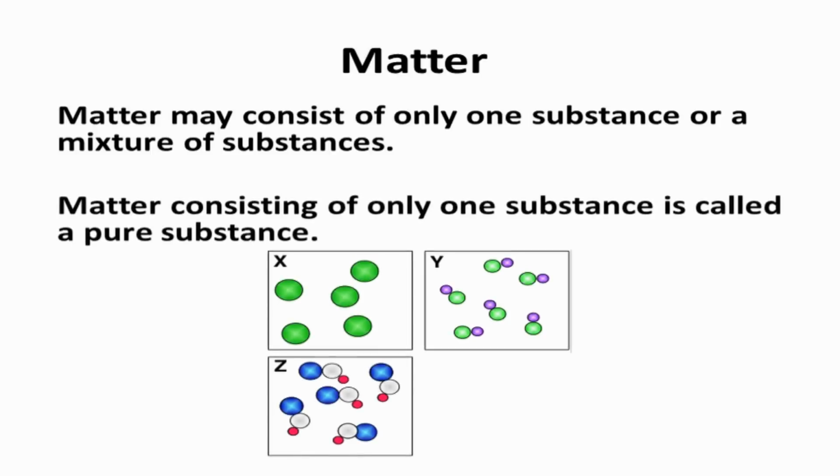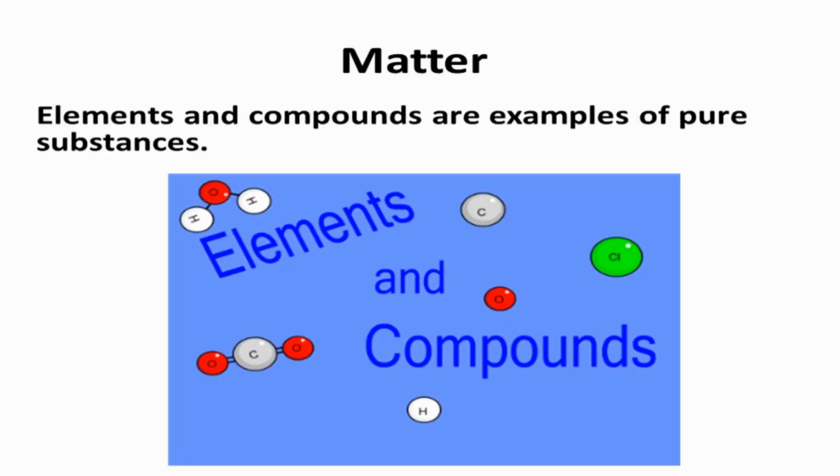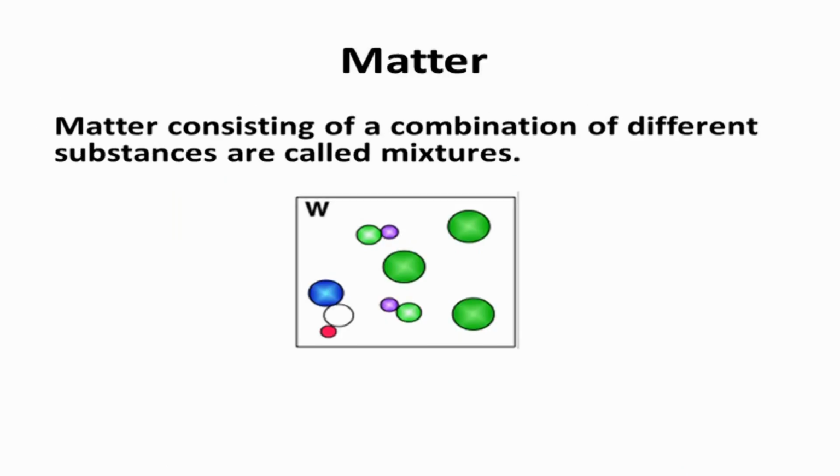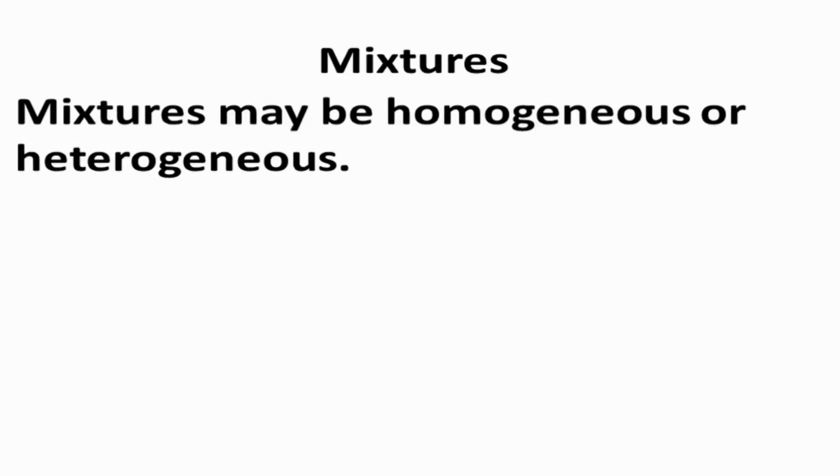Matter consisting of only one substance is called a pure substance. Elements and compounds are examples of pure substances. Matter consisting of a combination of different substances is called a mixture. Mixtures may be homogeneous or heterogeneous.